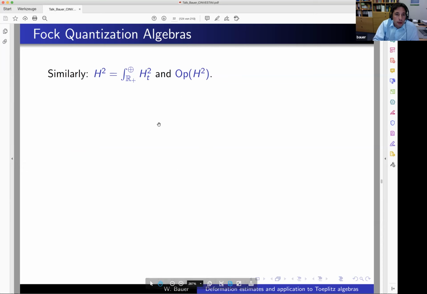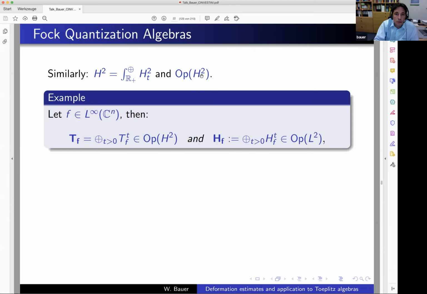And I can do the same thing by replacing the L2 space by the Fock space, this family of Fock spaces, which gives me then a space H2 and operators on these spaces. So direct sums of operators on these spaces, which are Op(H2). So the same thing, just with L2 replaced by H2.